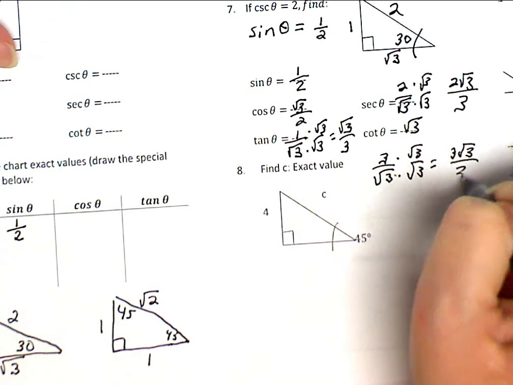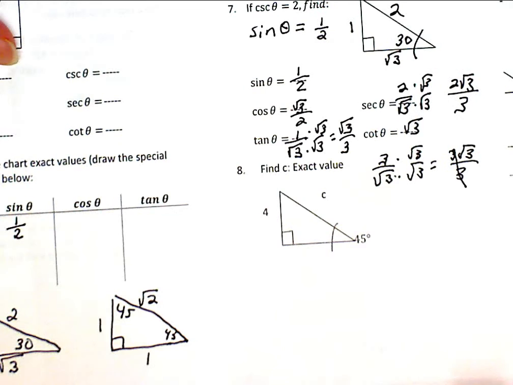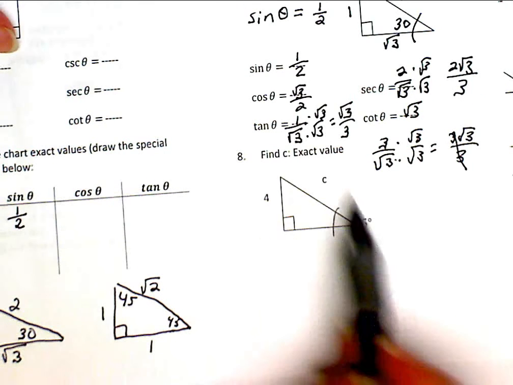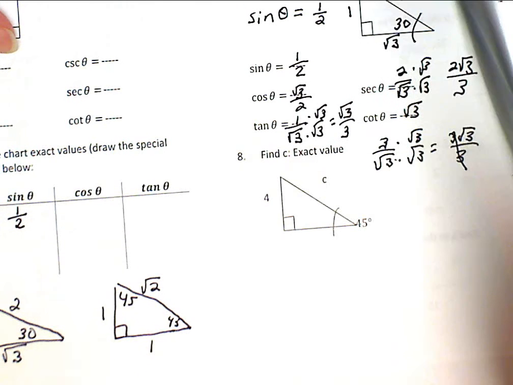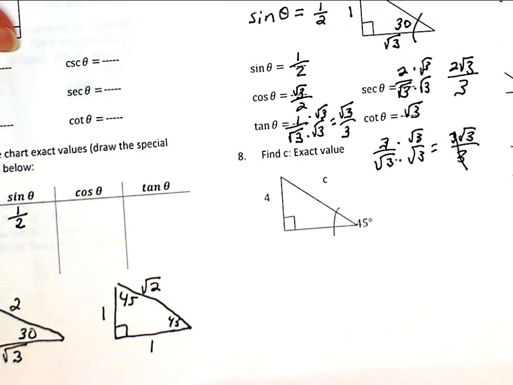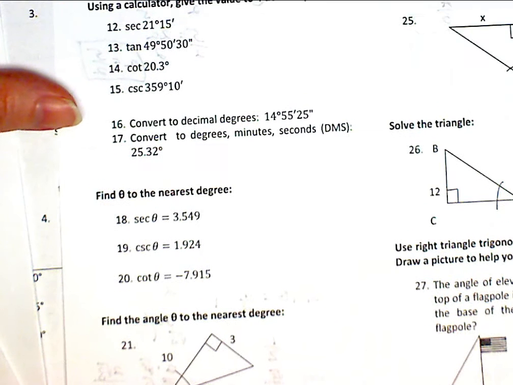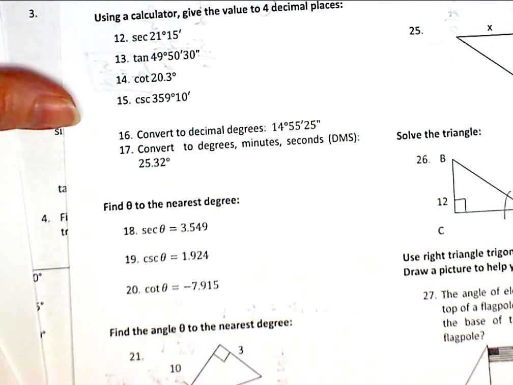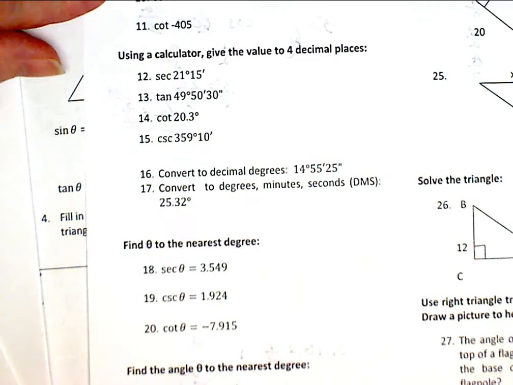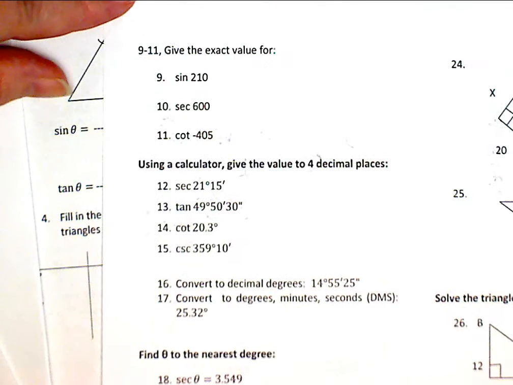All right. Exact value again is how I did number 5. So I'm going to leave you with 8. Flip your paper over, ladies and gentlemen. I'm going to do one of each section so it kind of reminds you. Number 9.